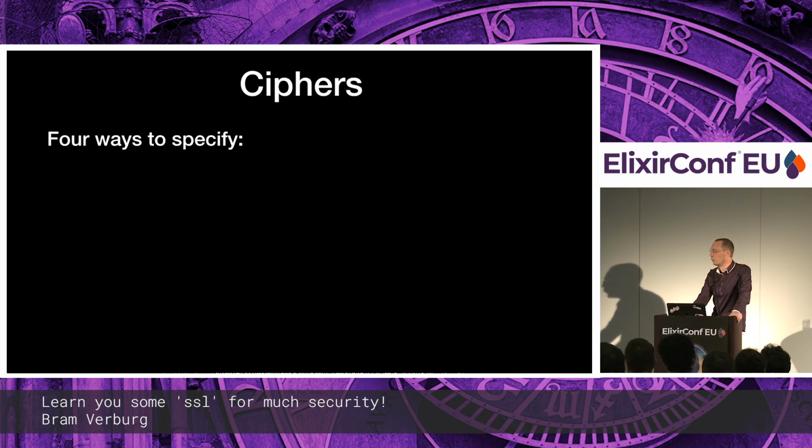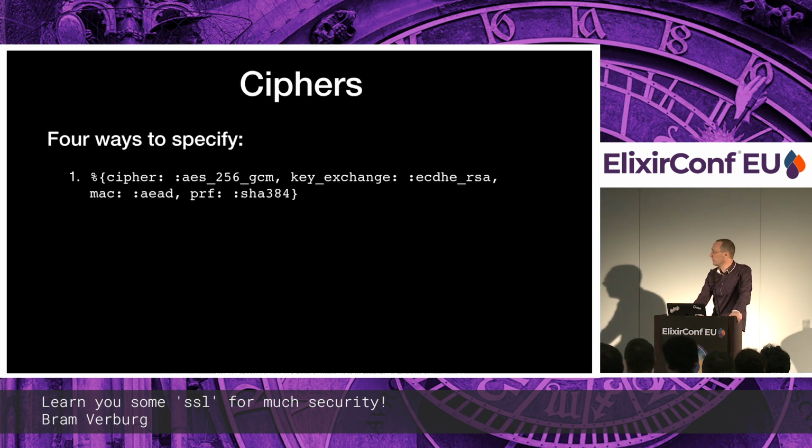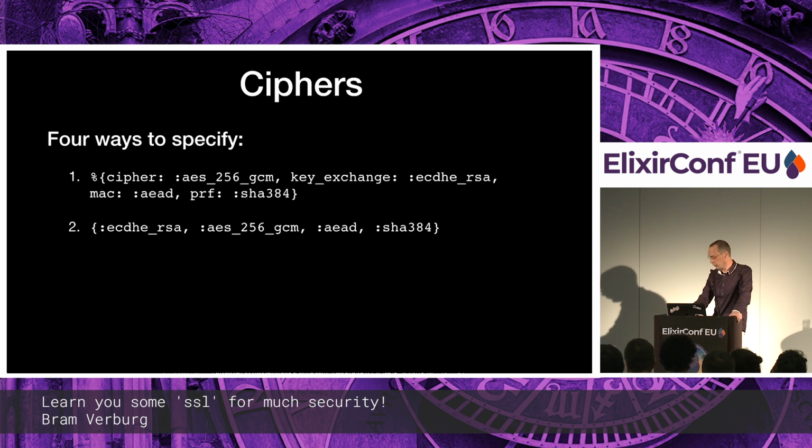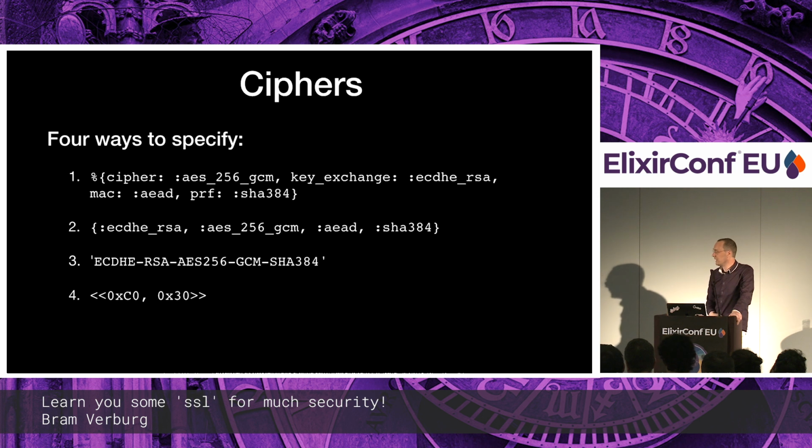There are basically 4 ways to specify ciphers. One is as a map, which is what we have seen in the previous slide. One is as a tuple for backward compatibility with earlier versions of the SSL application. One is using character lists, what Erlang would call strings. And one is using binaries. So this is an ID, a 16-bit ID from some RFC.